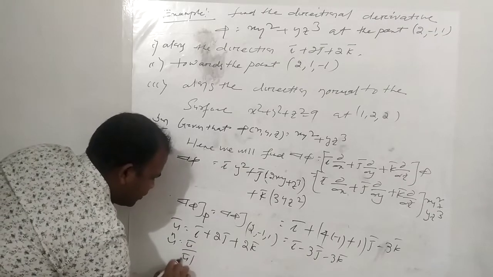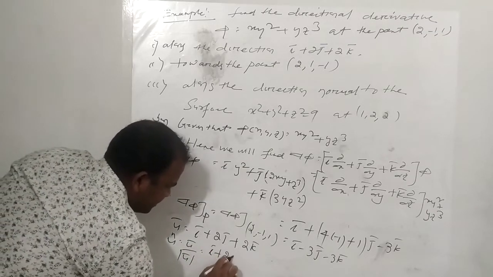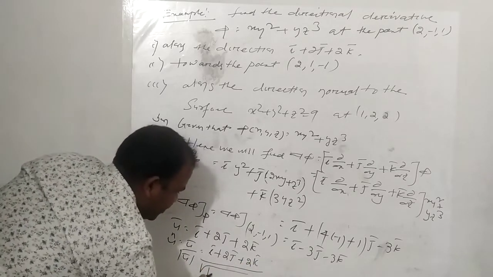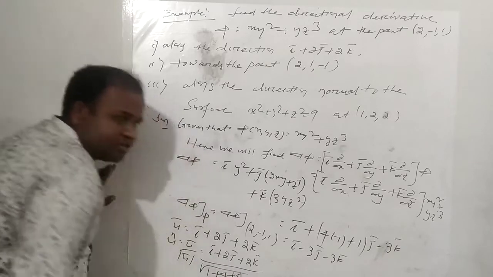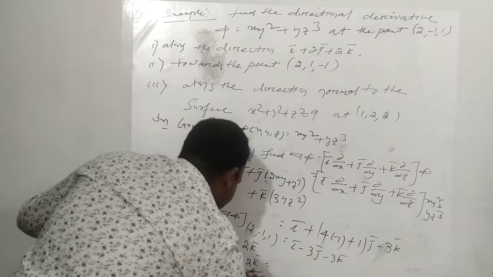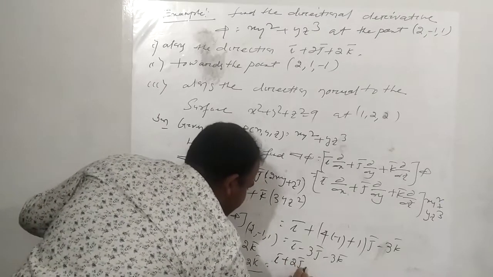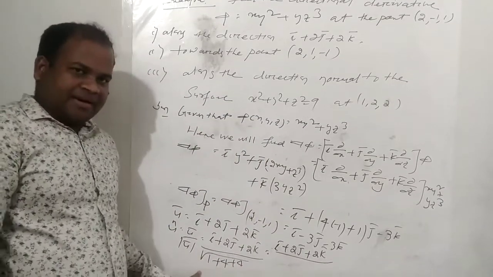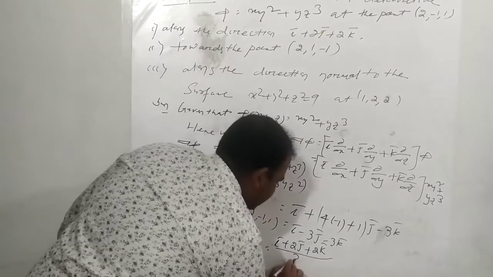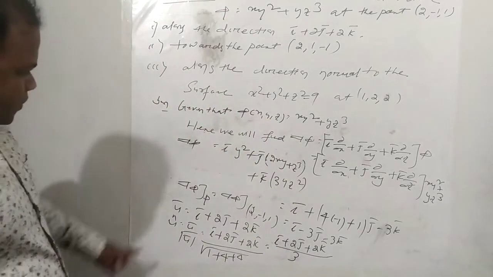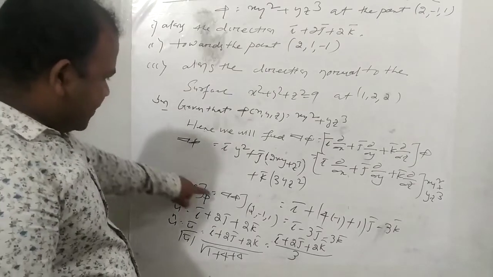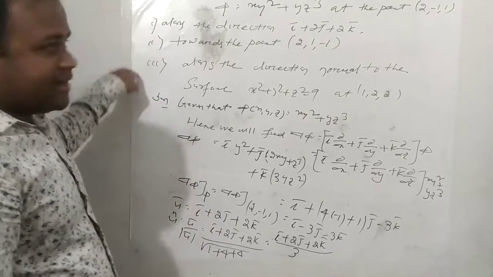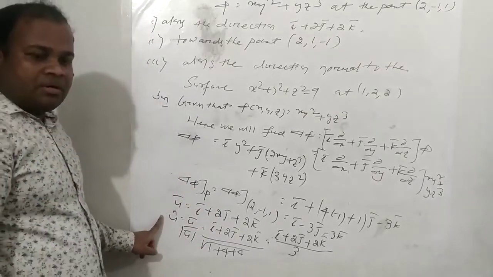U cap equals u vector upon modulus of u vector. So this is i plus 2j plus 2k upon the modulus, root of 1 plus 4 plus 4, which is 9. So root of 9 is 3. Del phi at p will be common for all the three cases. Only you will find the value of u cap.